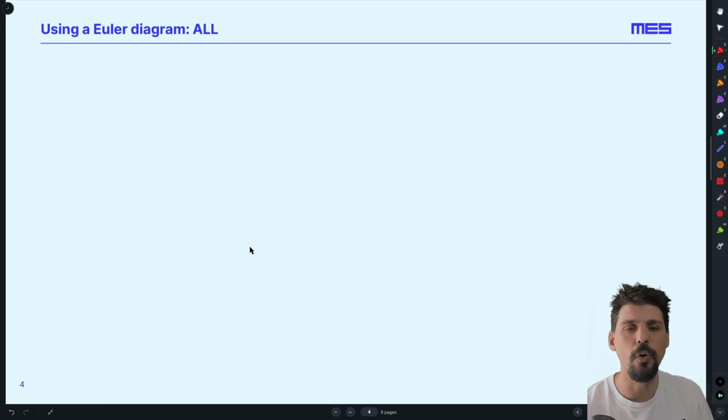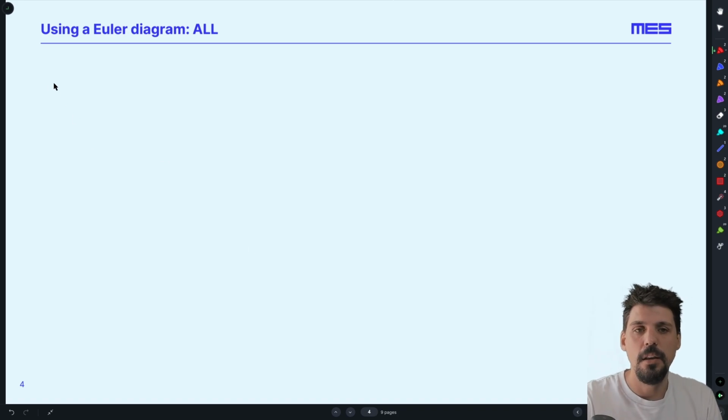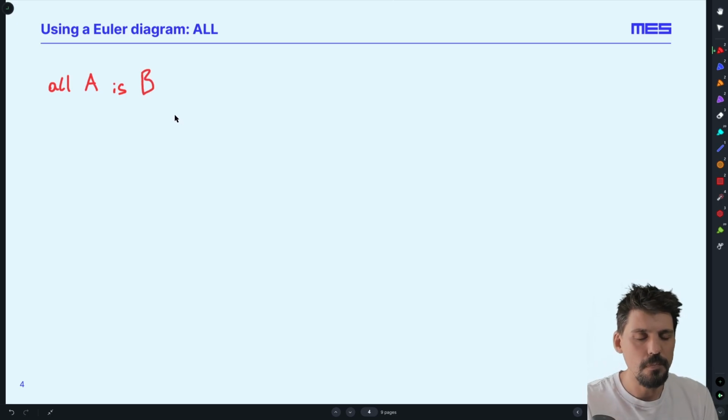Right, now we're going to use Euler diagrams. Now, why Euler instead of Venn? If you go back to our video, it just means we are not going to bother drawing every single possibility if we know the possibilities are impossible. So all A is B. All right. We could also say that as A is always B. These two things mean the same thing.